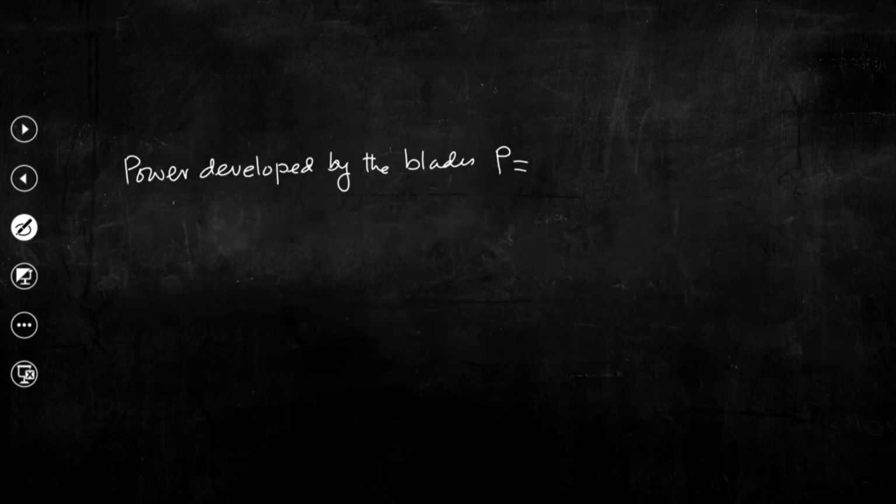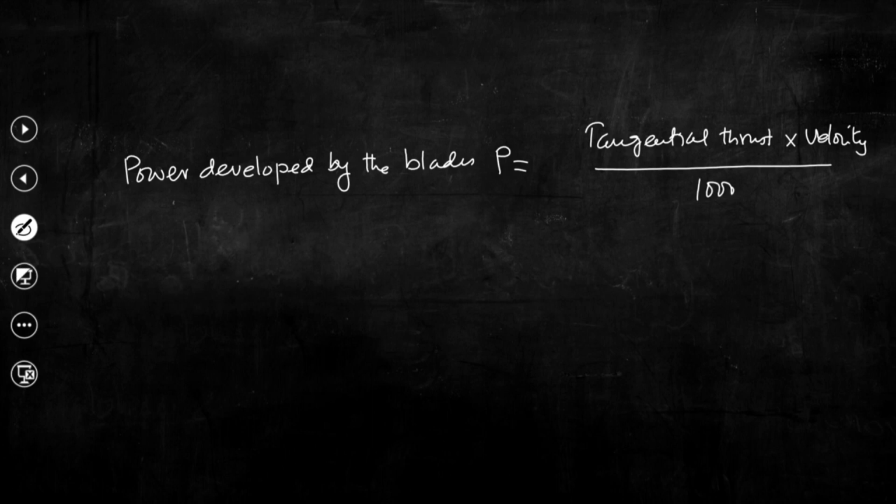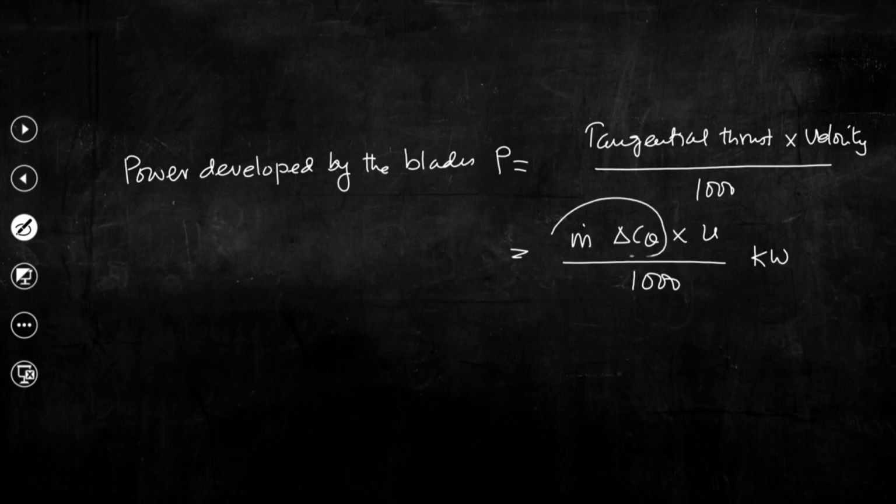So, now what would be power developed, that is tangential thrust into velocity, of course blade velocity, right. We can divide this quantity by 1000 to write the quantity in kilowatt unit. So, tangential thrust is m dot delta C theta into U divided by 1000, the unit should be kilowatt. So, try to understand, had we calculated tangential thrust correctly, we have already calculated blade velocity, we can easily calculate what would be the power developed by the blades.